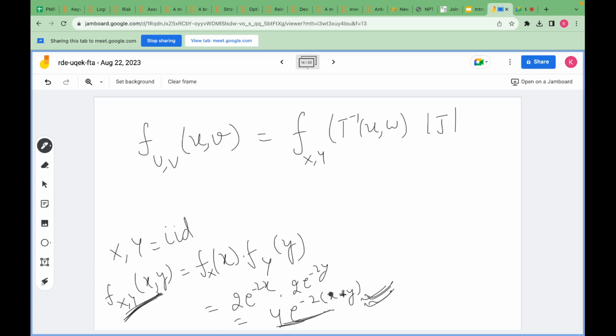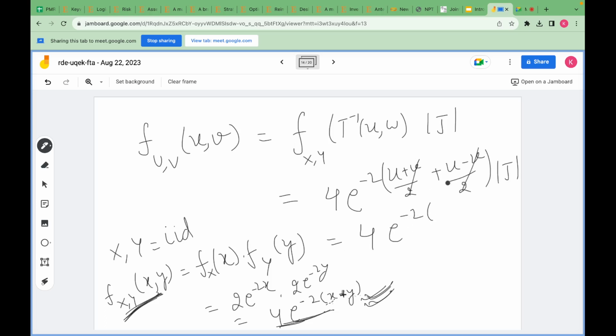Okay, so we will now put x and y in terms of u and v. So this is the joint probability mass function. Here we will put x and y in terms of u and v. So x is (u plus v)/2 and y is (u minus v)/2, and then multiplied with the Jacobian. So the v/2 and v/2 will cancel out, and this will come out to be u multiplied by the Jacobian.